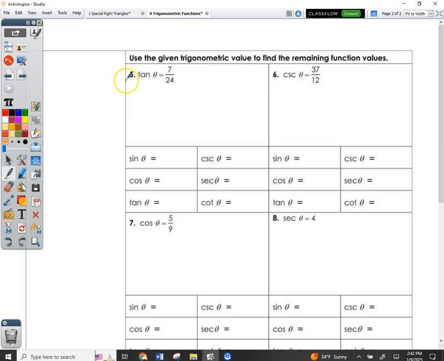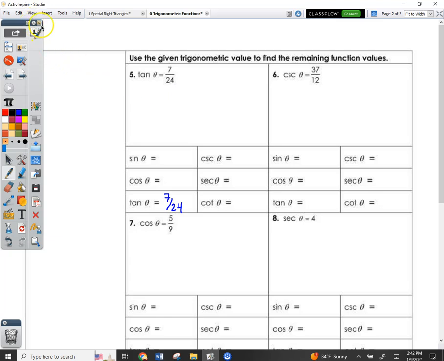So the difference here is they did not give you the picture to start with. Instead, they're saying, hey, I'm going to give you tan of theta. It's 7 over 24. I need you to find the remaining 6. Well, technically remaining 5. So like tan of theta is 7 over 24. I already know it. It's right here, right? 7 over 24. How do you get the rest of them? You're going to have to draw a picture, label, find that third side, and then finish.